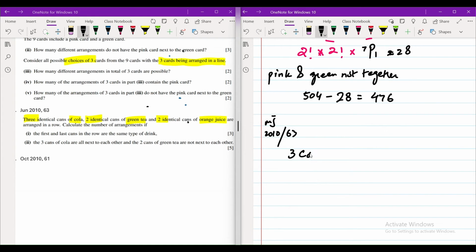So 3 colas, we have 2 green teas, and 2 for orange juice. Let's call that orange. Let's call that juice, sorry.